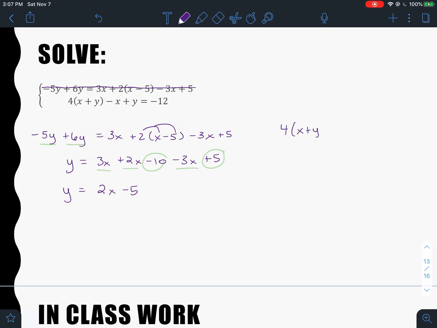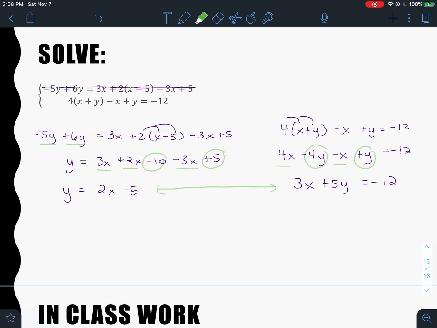Okay, so now I've simplified that top equation. So now I'm going to simplify the bottom equation. The bottom equation was 4 times x plus y minus x plus y equals negative 12. Let's distribute. 4x plus 4y minus 1x plus 1y equals negative 12. Combine like terms. 4x minus x is 3x. And then we have 4y plus y, that would be 5y. So 3x plus 5y equals negative 12. So now these two equations are my system.